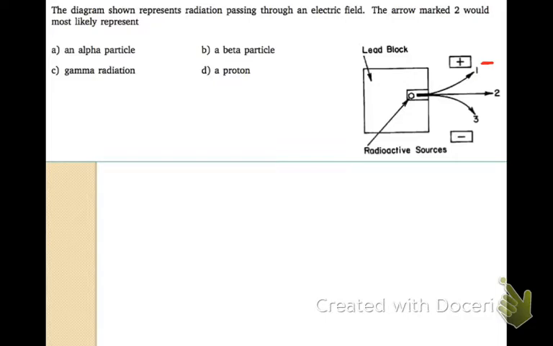Take a look at 3. This is attracted to a negative field, so this should be positive. The only thing that goes straight through, not affected by the positive or the negative charges, should have a neutral charge. So the arrow marked 2 should be something that's neutral and has no charge to it, so we should have C, gamma radiation.